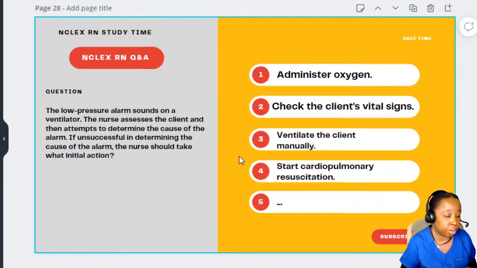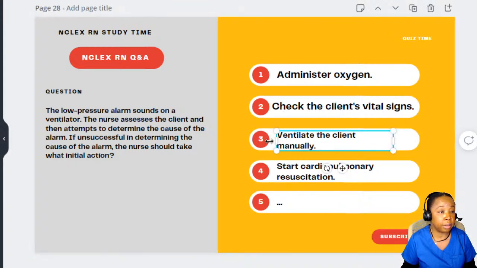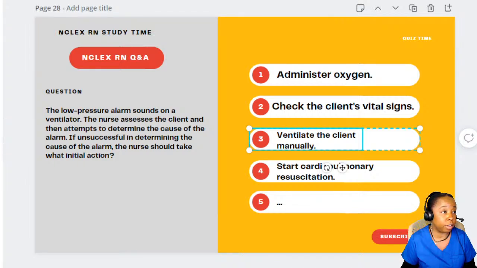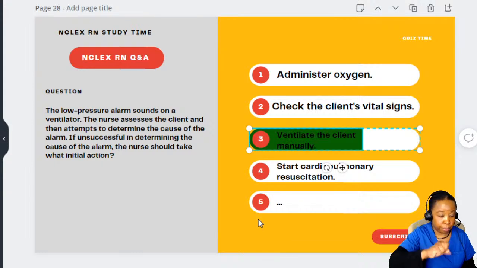But since you are not a respiratory therapist, you are not going to troubleshoot all this stuff. You will let respiratory therapists find the problem while you are bagging the patient. You should never leave the patient. You have to stay there and bag the patient while the respiratory therapist is doing their own thing. Okay? So the best answer is ventilate the patient manually. That means take your Ambu bag and start bagging the patient. Bag the patient, okay? That's what we call ventilating manually. You're bagging the patient.